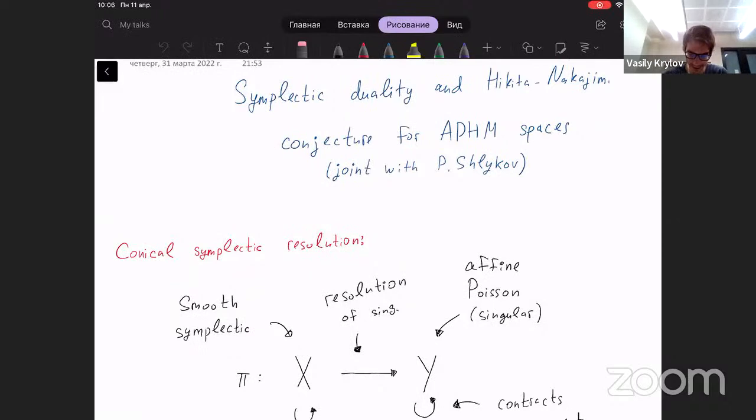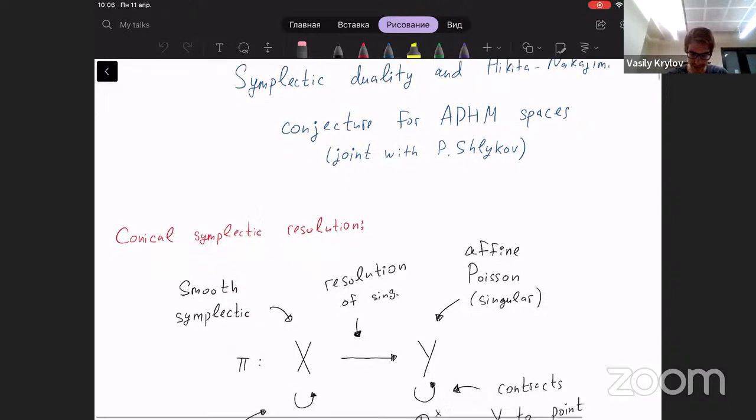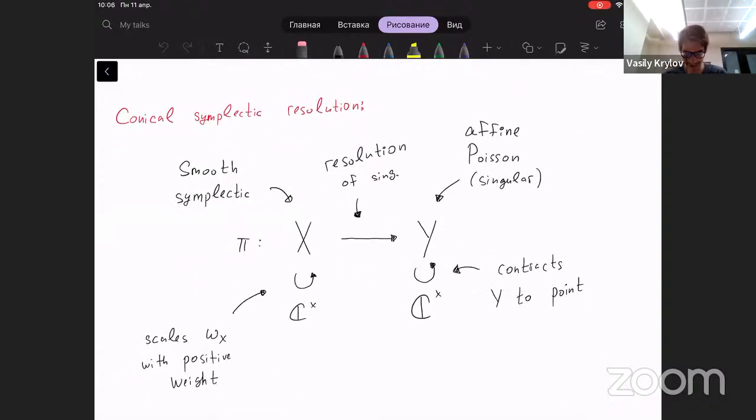Okay, the Hikita conjecture for ADHM spaces, joint work with Vasily Krylov. Let's start from the general class of varieties that we will be considering. They are called conical symplectic resolutions. Informally, a conical symplectic resolution is the following data. We have an affine Poisson, in general singular, variety Y, and a certain resolution of this variety by some variety X that is already smooth and symplectic.